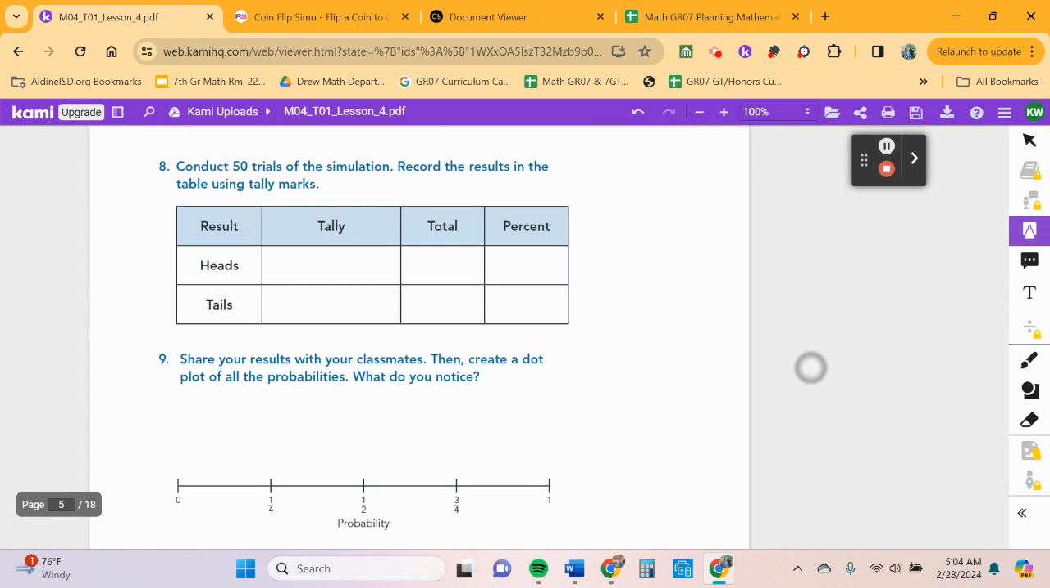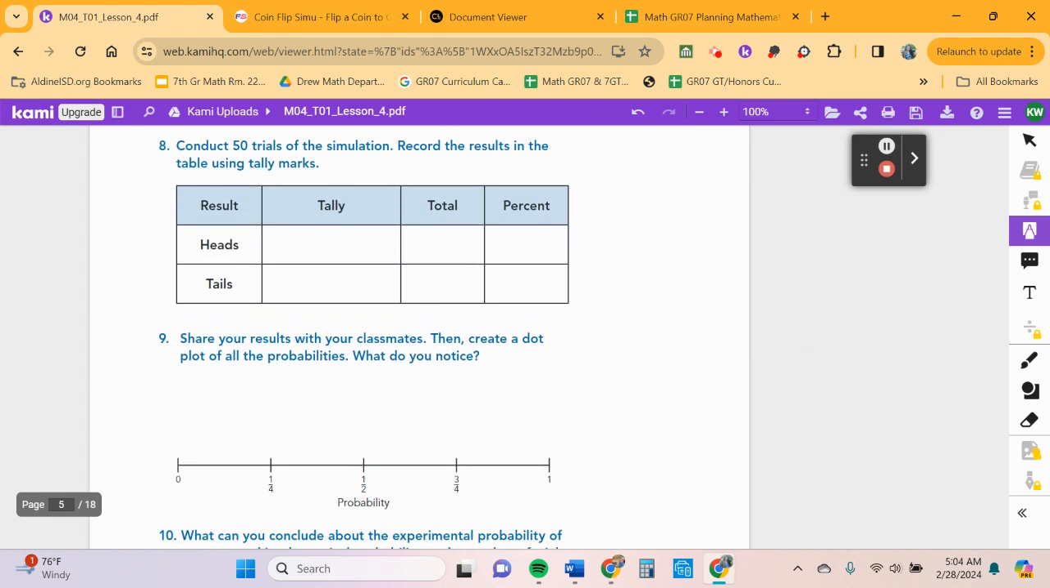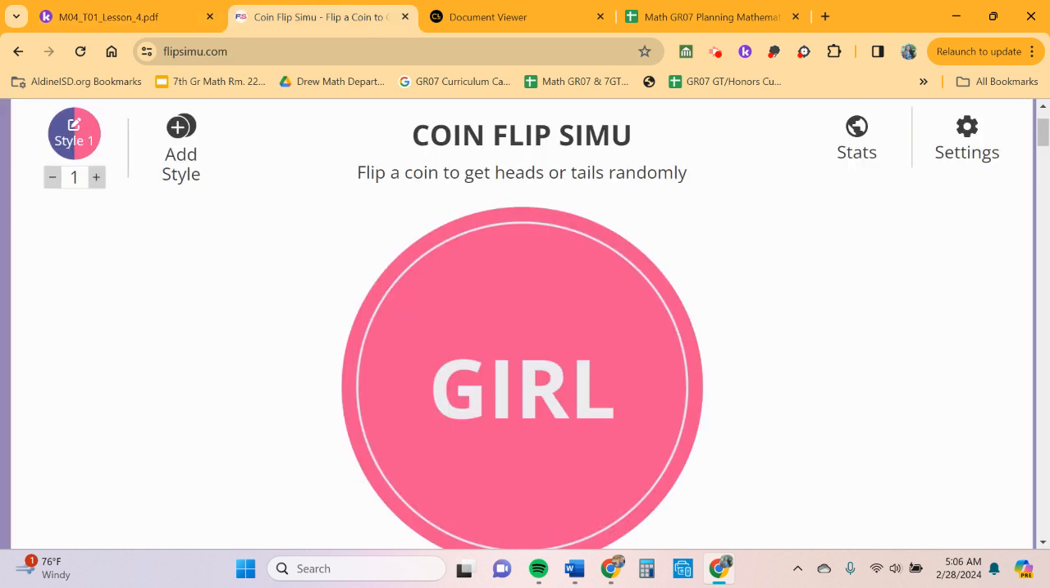So let's go back. We're now going to conduct 50 trials. Now, on screen, we're not going to do all 50 trials, but we're going to do a couple first so you can see how we would flip the coin, put our results in the table, and then continue with our simulation, in case you do this on your own one day. All right, so let's go ahead and start flipping.